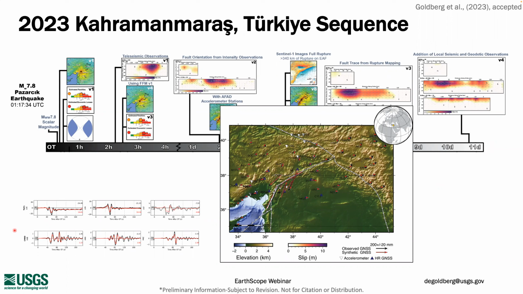And now, instead of showing you teleseismic fits, I'm showing you here on the top, this is a high rate GNSS waveform fit. So data is in black and model fits are in red. And then on the bottom here is one of the strong motion stations with, again, data in black and model fits in red.